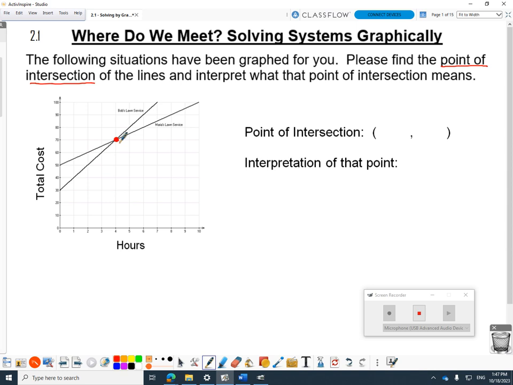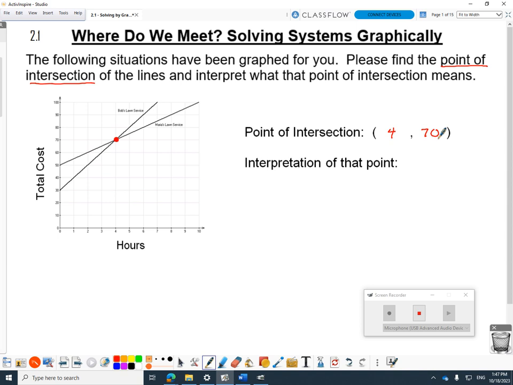Nothing too bad so far. So what are the coordinates of that point? Say again? 4 comma, I didn't hear what you said. 70, 4 comma 70. So far, I don't think we've done anything outside of last chapter. We've just gone, okay, what point are we talking about?